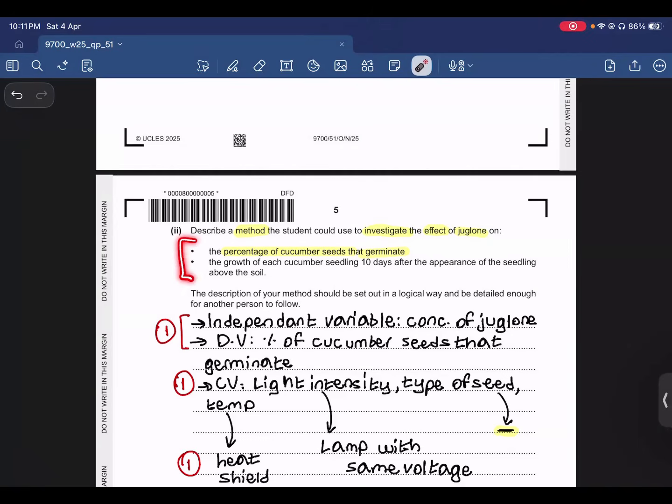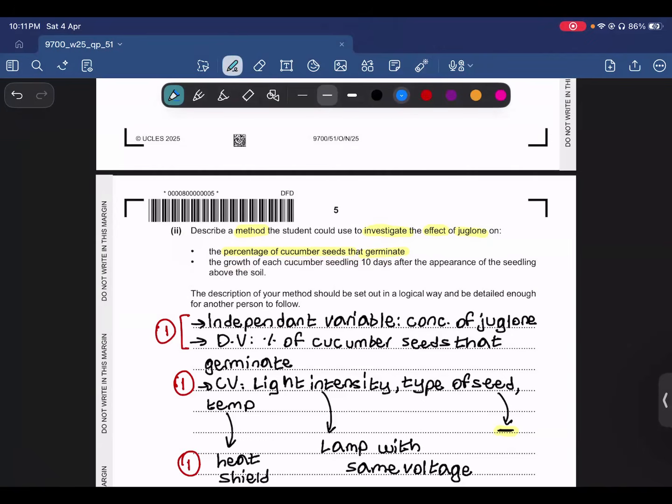There were two dependent variables, right? Percentage of cucumber seeds that germinate, and then growth after 10 days of the seedlings above the soil. Now, how are you going to measure the growth of the seedlings 10 days after the appearance of the seedlings above the soil? We can use a measuring scale to see how much their vertical height has grown. We could measure their mass, but for mass you need to pluck it out, so we can't really measure that. But yeah, you can measure the length.